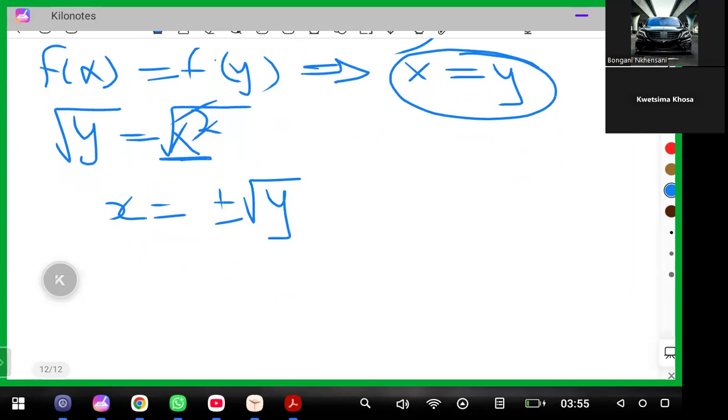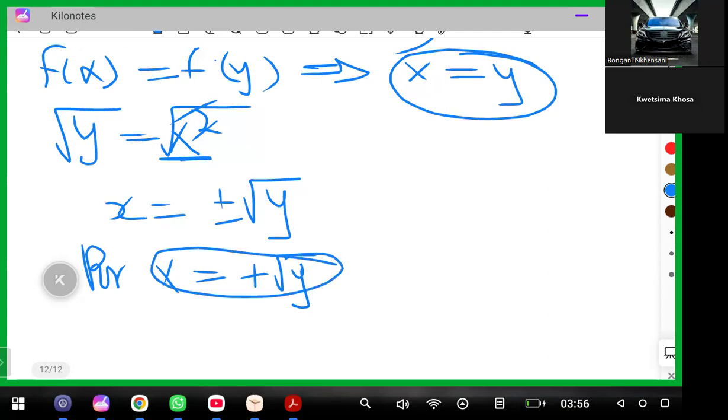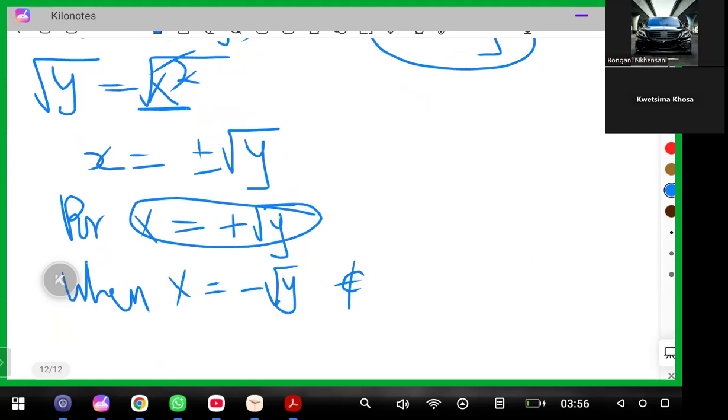So what we can say is that for x being equal to positive root y, this holds, right? It will hold, and then when x is equal to negative the root of y, this is no longer an element of real numbers.